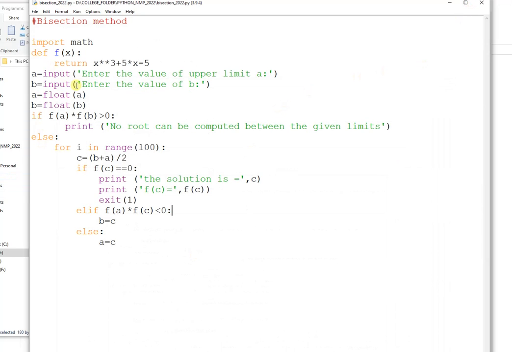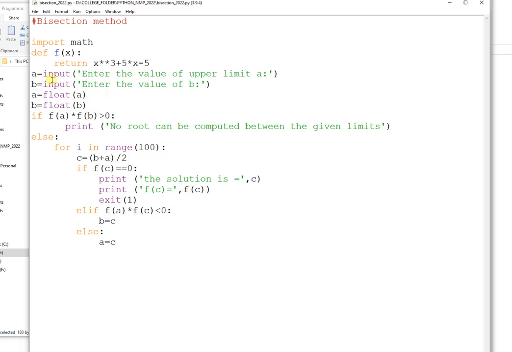This is the Python program for the bisection method. First of all, we have to define the function. Define f of x, return x cube plus 5x minus 5. So this is the function we have taken. You can change that function. You can give any function.